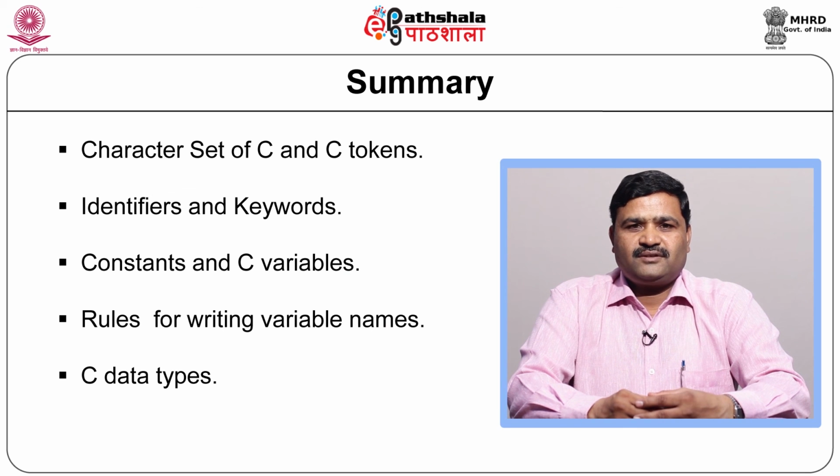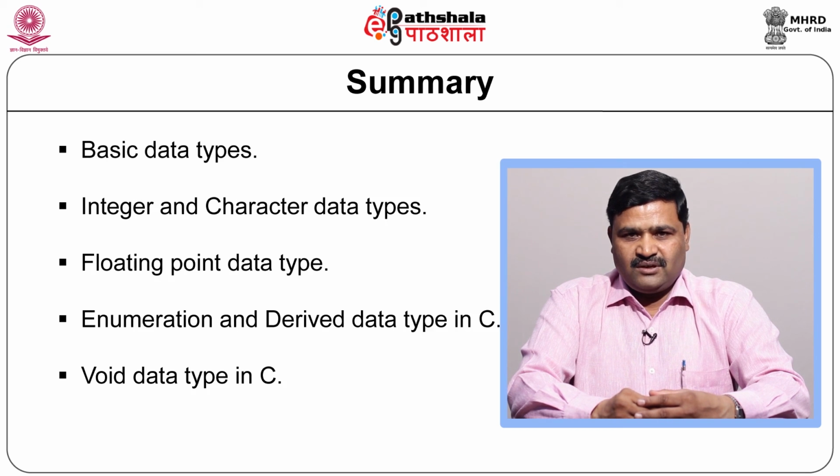Let us summarize the module on data types. In this module, we have seen different character sets used in C language, and tokens used in C language. We also saw the difference between keywords and identifiers, and the difference between constants and variables used in C language. We also saw the rules for writing different variable names. We also saw integer types, character types, floating point data types, enumeration, derived data types and void data types in C language.